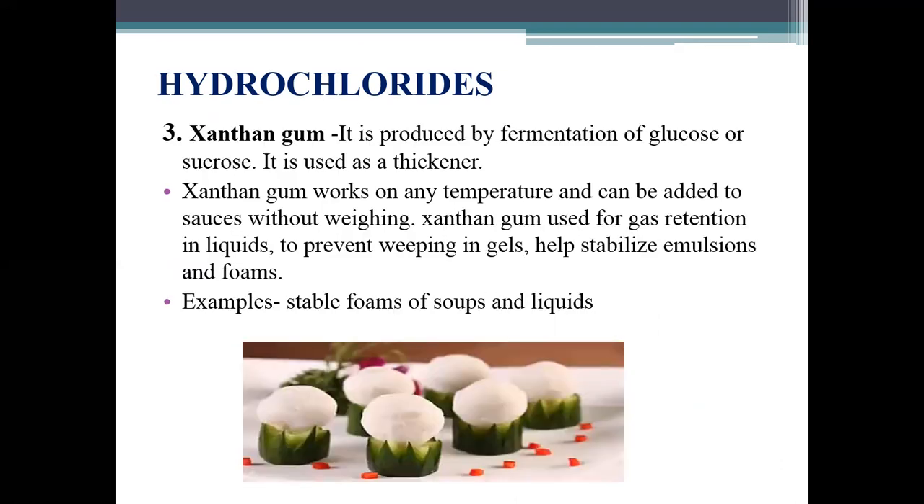Let's see the third hydrocolloid, or chemical. It is xanthan gum. It is produced by fermentation of glucose or sucrose. It is used as a thickener. Xanthan gum works at any temperature and can be added to sauces without weighing them down. So there are light sauces without any extra weight. Xanthan gum is used for gas retention in liquid to prevent whipping in gel and help stabilize, emulsify and foam. Stable foam for soups and liquid, as you can see in the picture, is a nice presentation of stable foam.